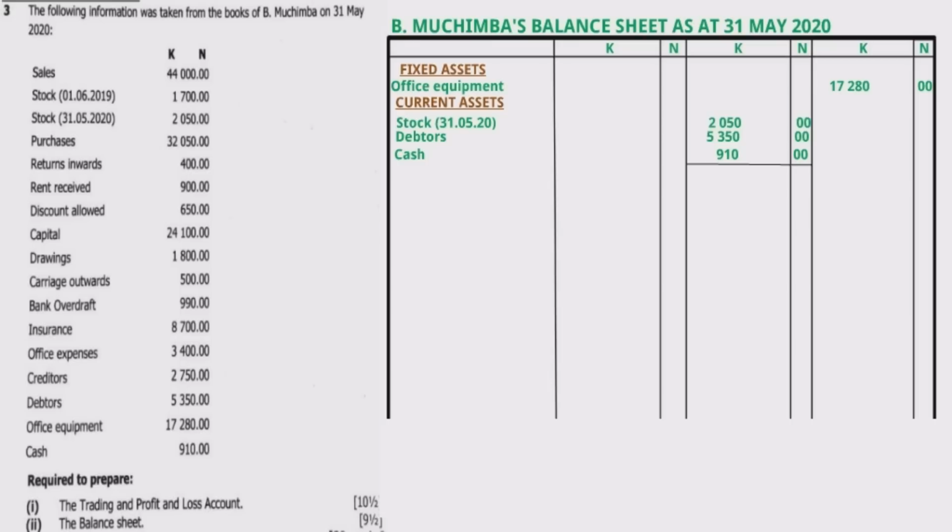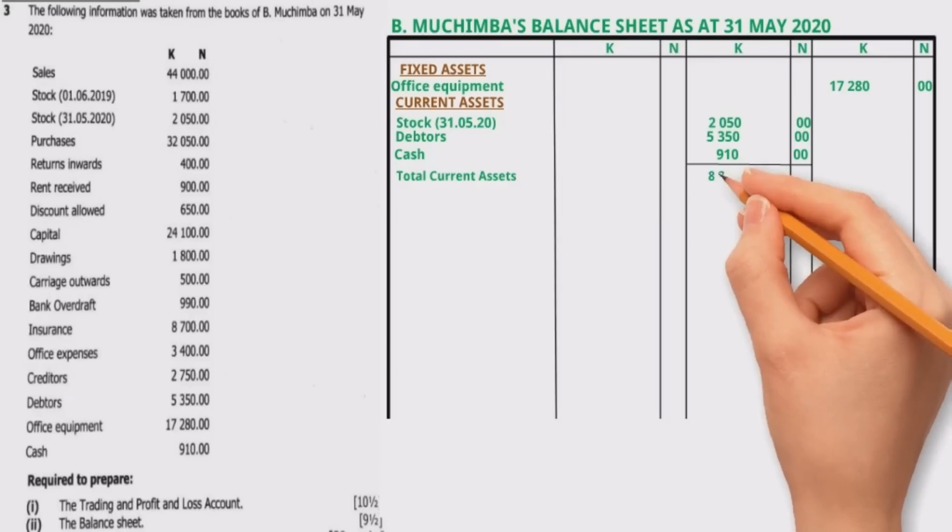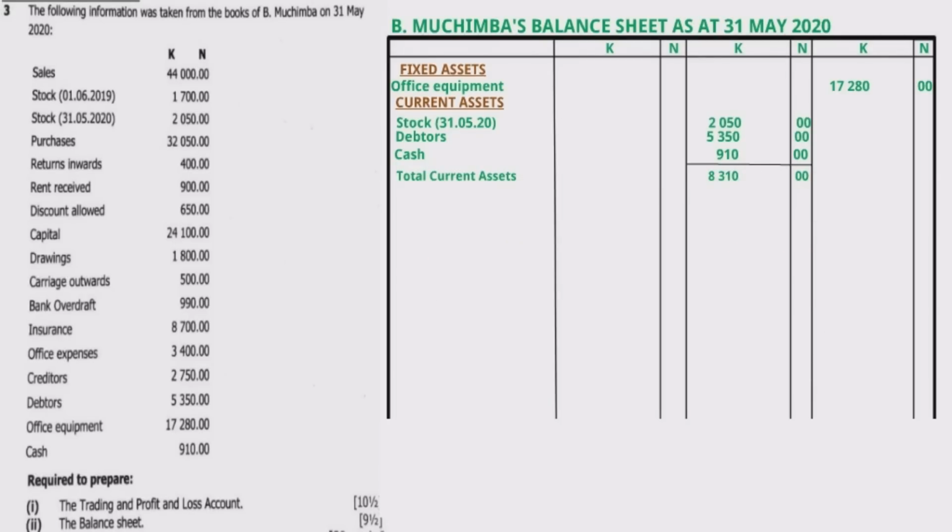Your calculator should be there. So when I punch these numbers in my calculator, that means the stock, debtors, and cash together, they are giving me 8,310 kwacha. That is the total current assets. So total current asset is 8,310 kwacha.